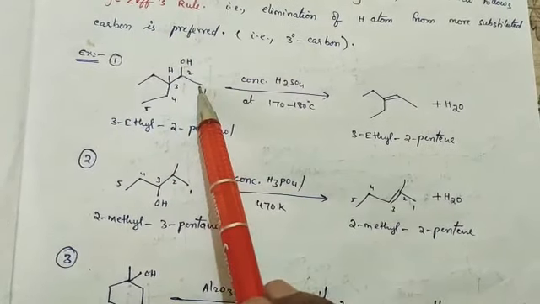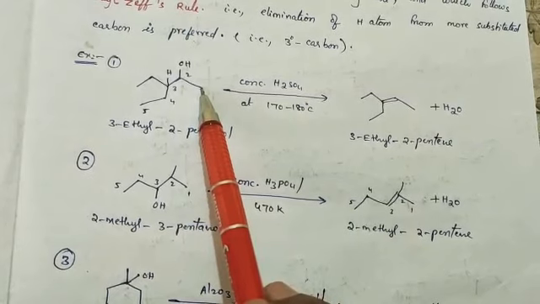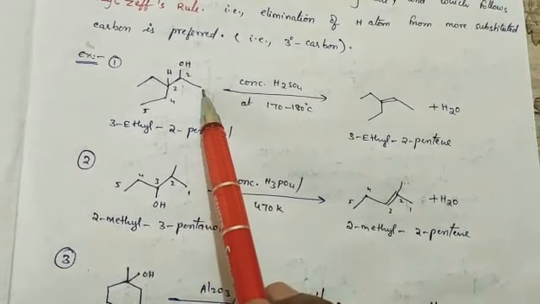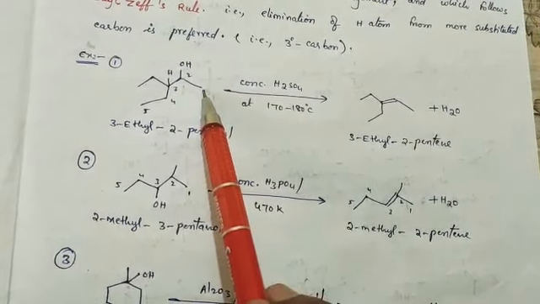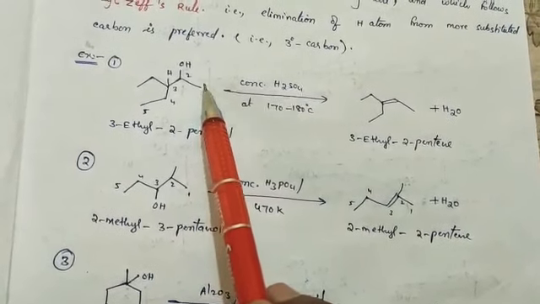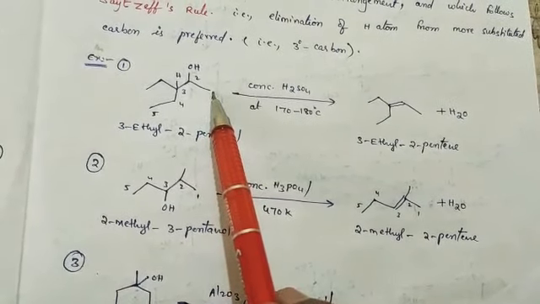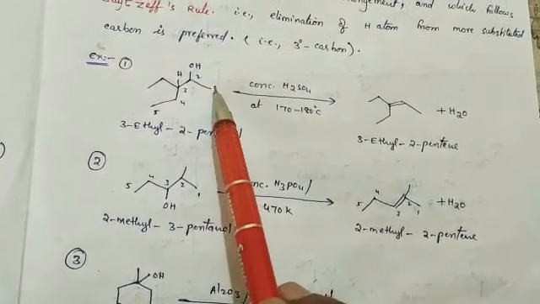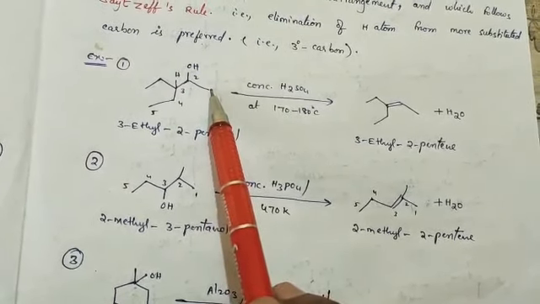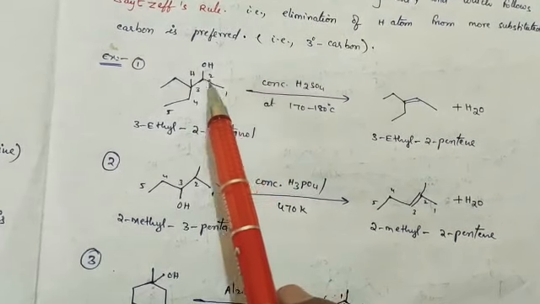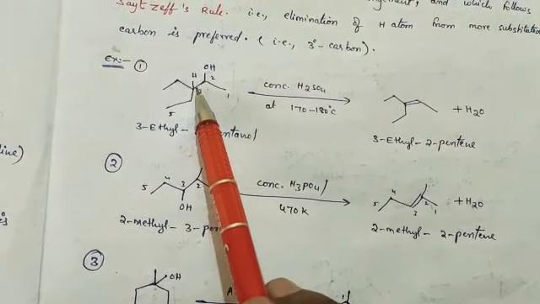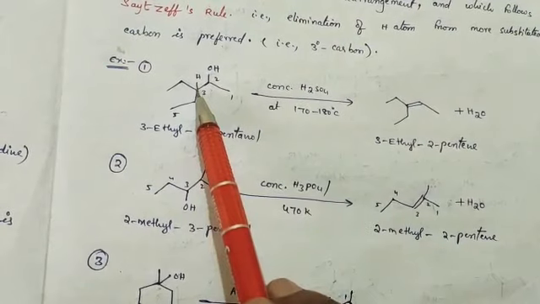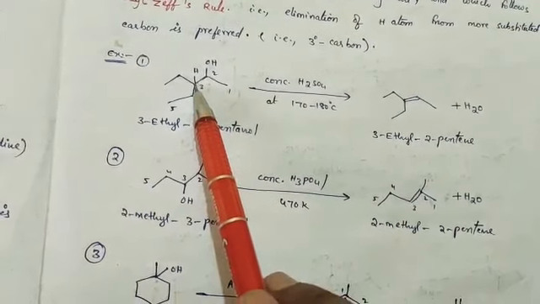So if we look at the first carbon CH3, it is a primary carbon. But the hydrogen elimination from the primary carbon is always a minor product, not a major product. So the elimination of hydrogen from the first carbon gives a minor product. But the hydrogen elimination from the left hand side carbon, third carbon, gives the major product.